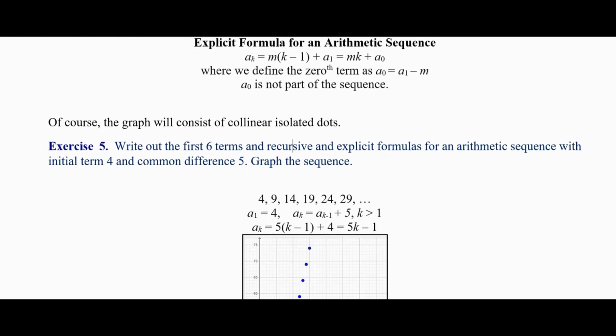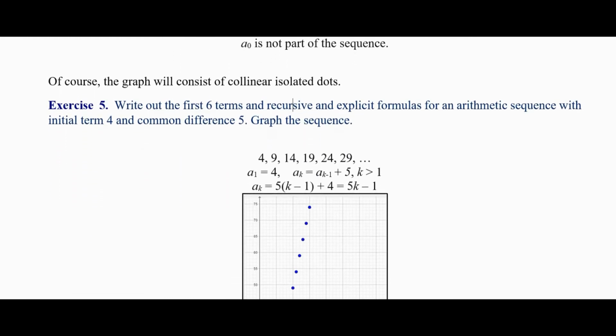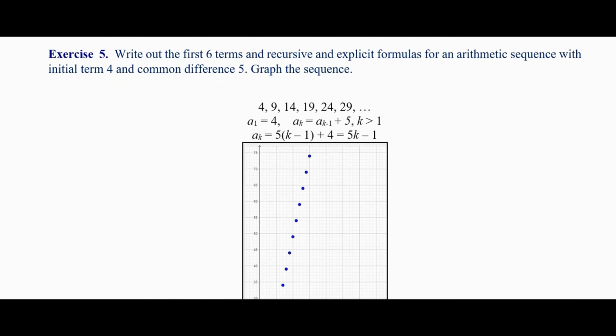Well, we start with 4, and we add 5, and that's 9. And we add 5 more, that's 14. We add 5 more, that's 19. Then 24, then 29, and so forth. So the recursive definition is a sub 1 is 4. a sub k is a sub k minus 1 plus 5 is your recurrence relation. And that's true for k greater than 1.